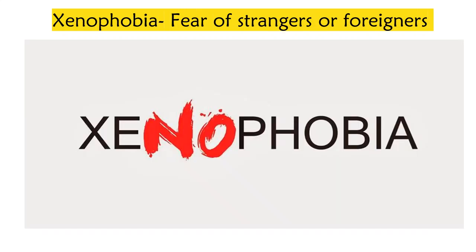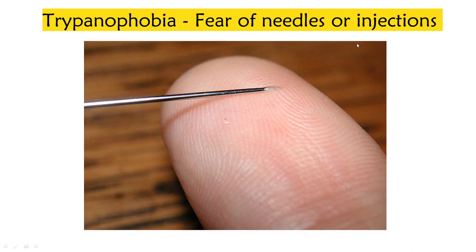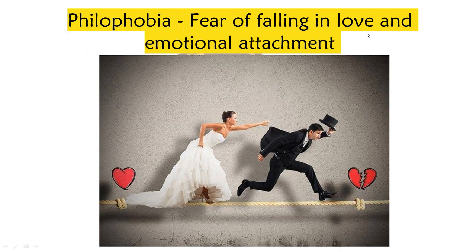Moving on. Xenophobia. It means fear of strangers or foreigners, or something which is of foreign culture or foreign language. Okay. So xenophobia. Moving on. Megalophobia. Megalo means something very big, right? So megalophobia is fear of large things. Moving on, trypanophobia. Trypanophobia is fear of needles or injections. Trypanophobia, fear of injections or needles.